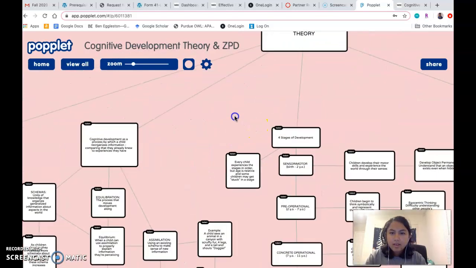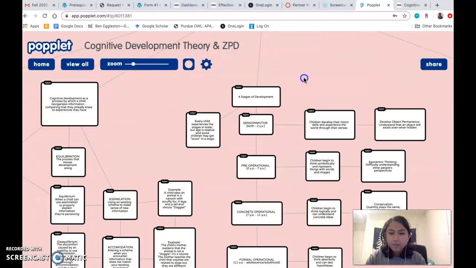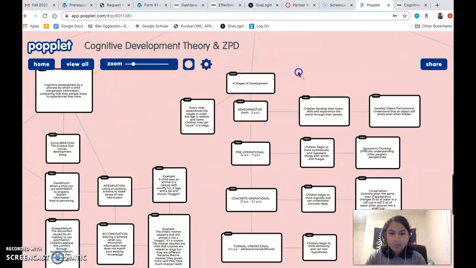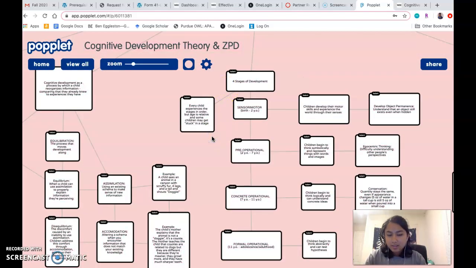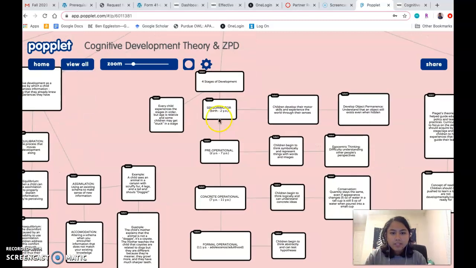Moving on. In the cognitive development theory, Piaget suggested that there are 4 main stages of development. Every child experiences these stages in order, but age is generally relative, and some children may get stuck in a stage. Let's go over the first stage. The first stage is the sensorimotor stage, which is generally from birth to 2 years old.